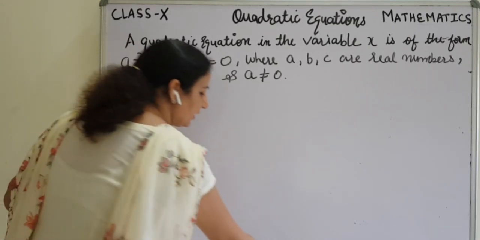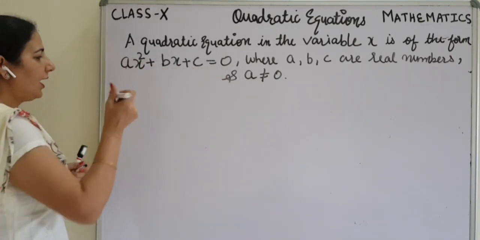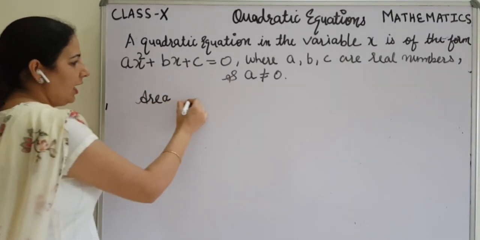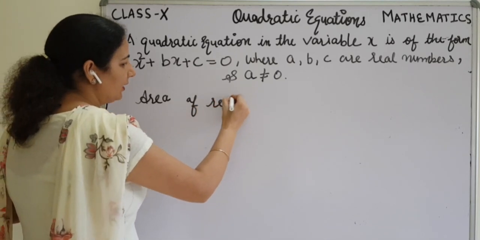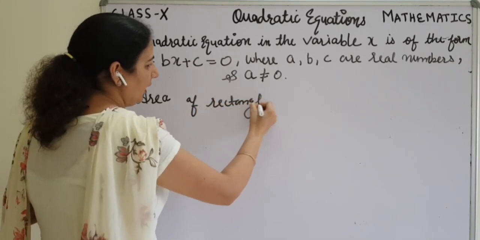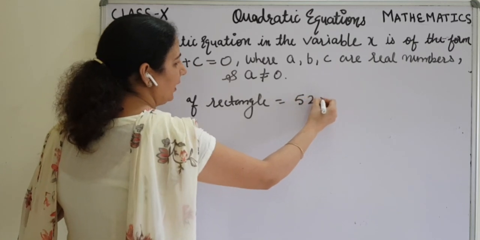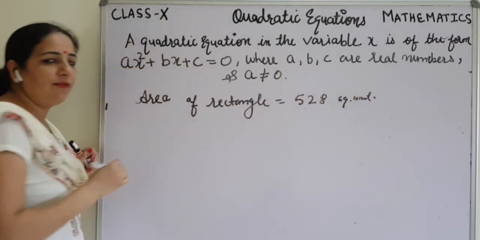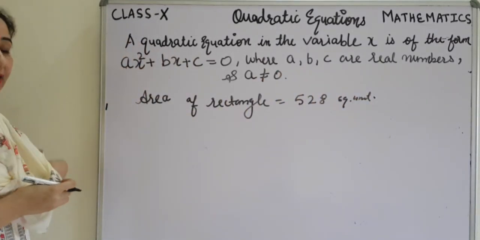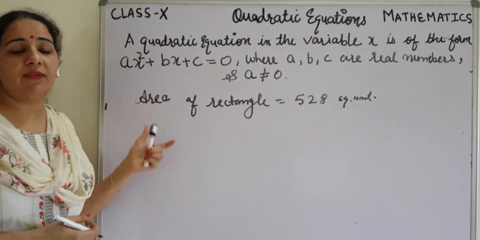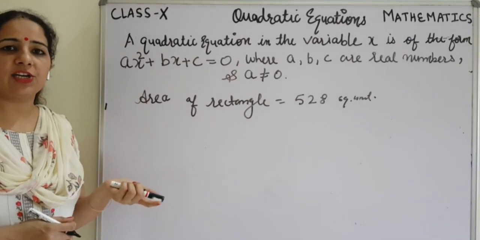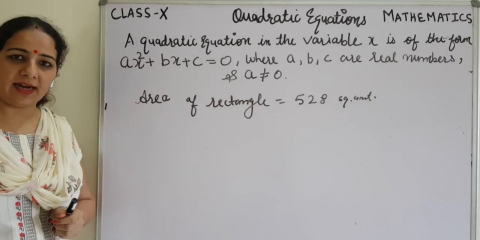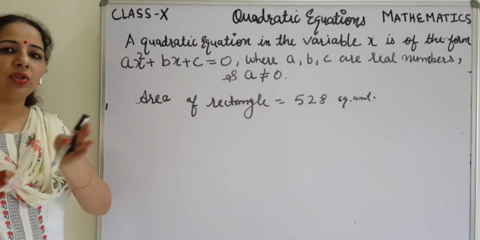What they have given in the second question of the first part, you can read this question from your NCERT. Area of rectangle is given, 528 square unit. They have not given the length and breadth, but they have given one clue that there is a relation between length and breadth. The length is 1 unit more than the breadth. It means the length is dependent on the breadth.